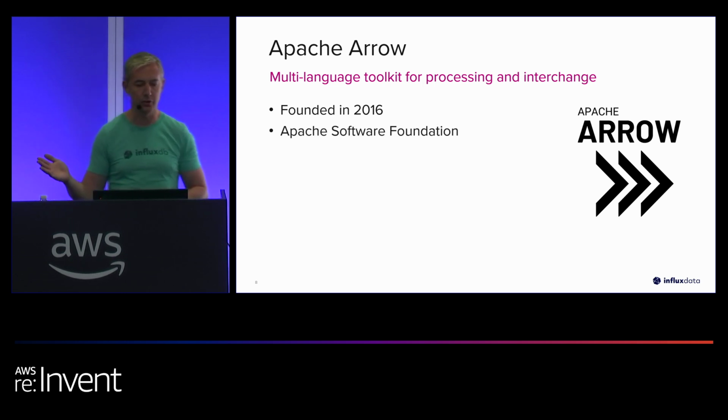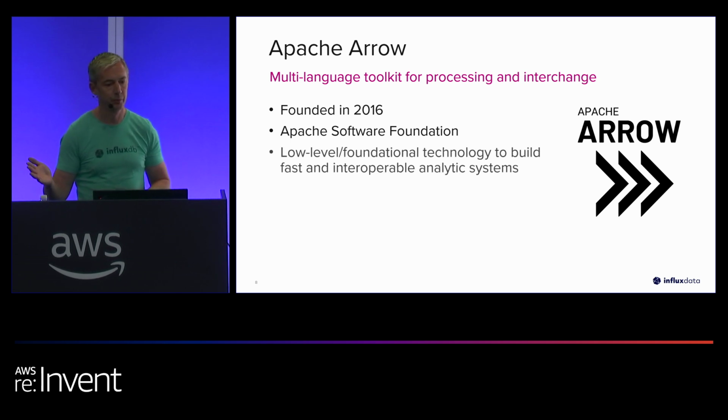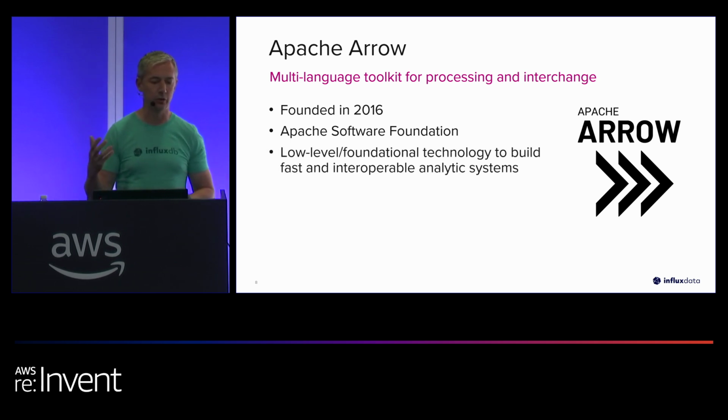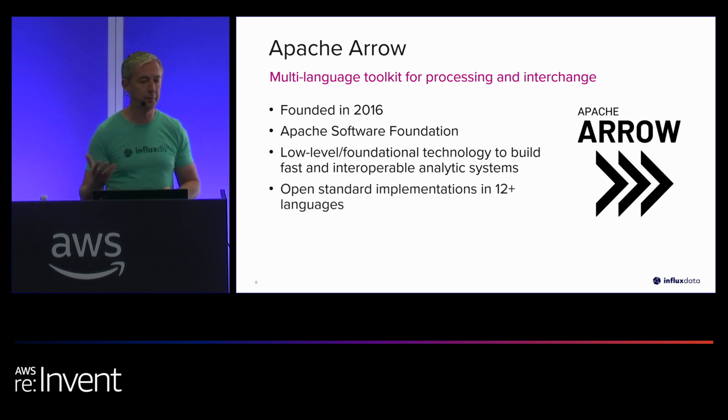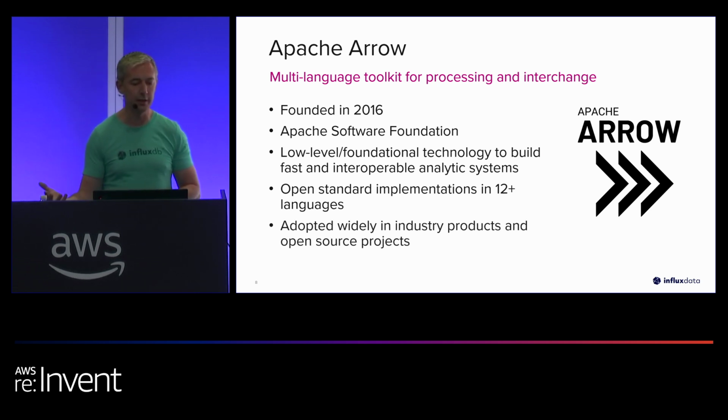It's a top-level Apache Software Foundation project, and it's a low-level foundational technology to build and interoperate with analytic systems and data science systems. It's an open standard with implementations in 12 different languages. So all the popular languages have implementations of Apache Arrow. The one we work with in InfluxDB 3.0 is the Rust implementation, and we're heavy contributors to it. And it's adopted widely in industry products and in other open source projects. So it's quickly becoming a way to exchange data between different systems, which is really great.